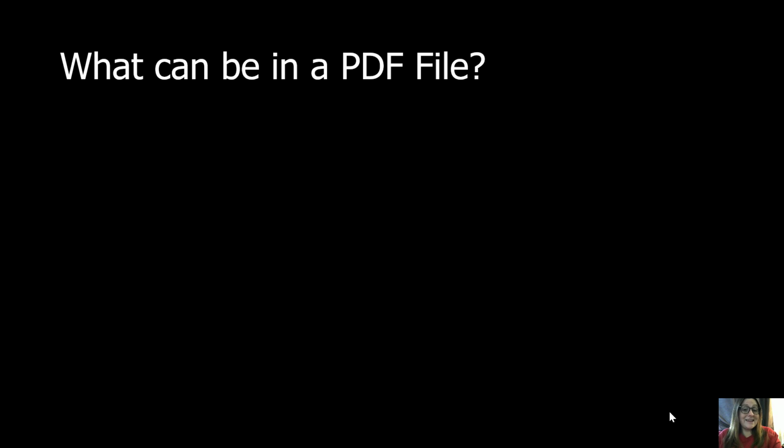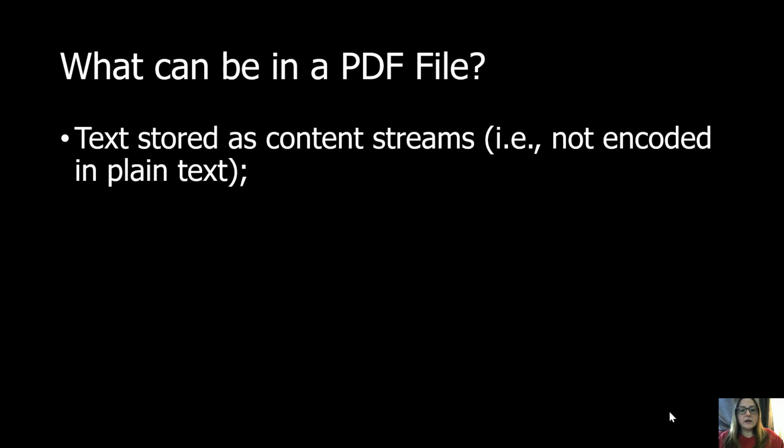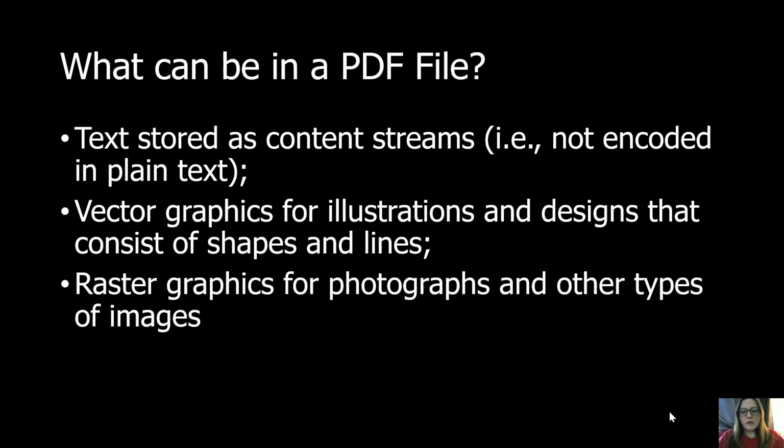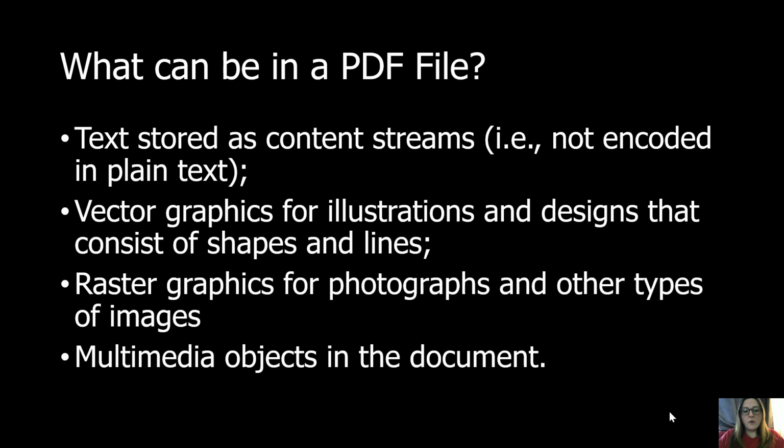What can be in a PDF file? Text stored as content streams, and vector graphics, which are illustrations and designs that consist of shapes and lines. For those of you who don't know what a vector graphic is, it's basically a graphic, like a picture, without a background on it. If you see little logos and things like that, normally there's nothing behind them, so it's kind of clear and you can put it into anything. Also raster graphics for photographs and other types of images, and multimedia objects in the document as well.